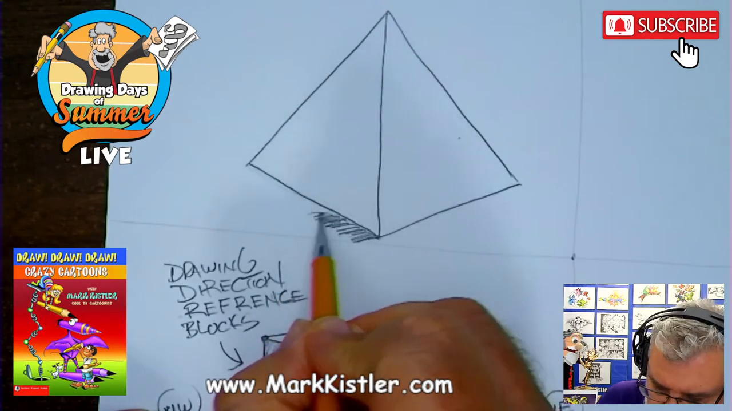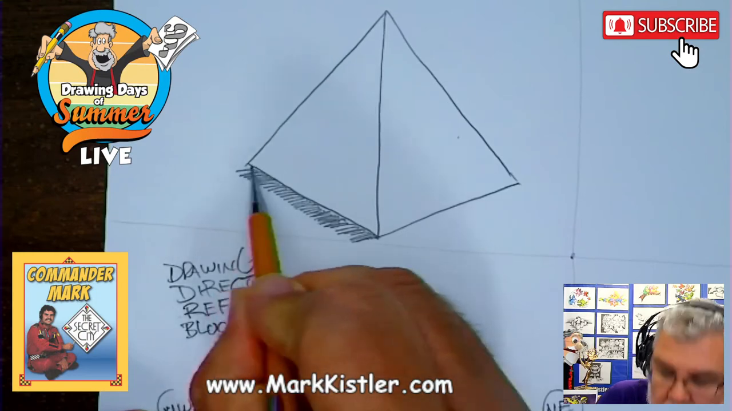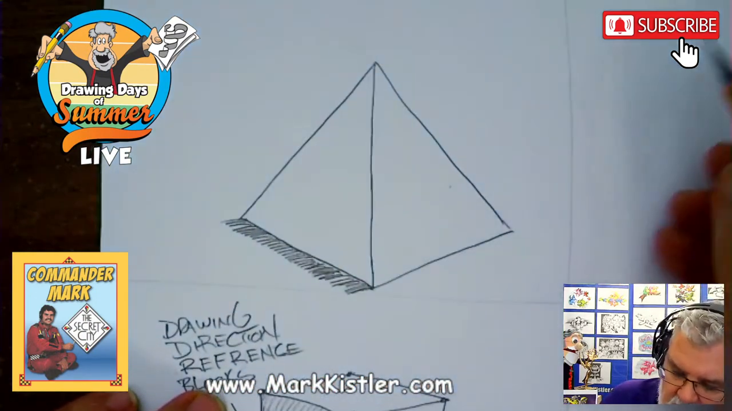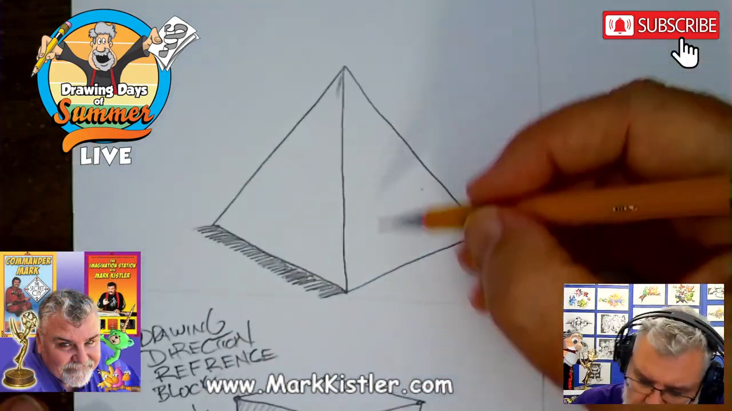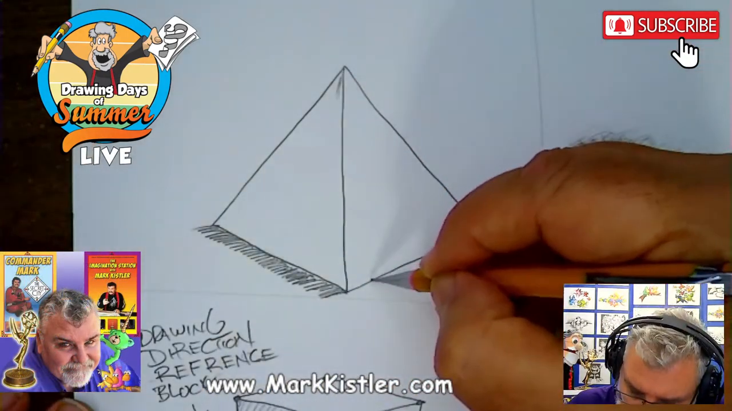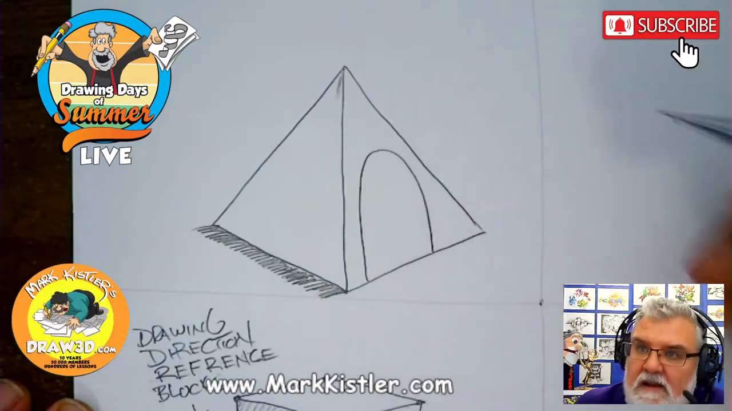Frog. Stormy's saying something about a frog. What's up with a frog, Stormy? Put the shadow down here. The sun's over on the other side. But before I do this, you know what I'm going to do? I'm going to put some doorways. Here, watch this. So right here, look, I'm going to put this big doorway. I'm going to put an archway here.